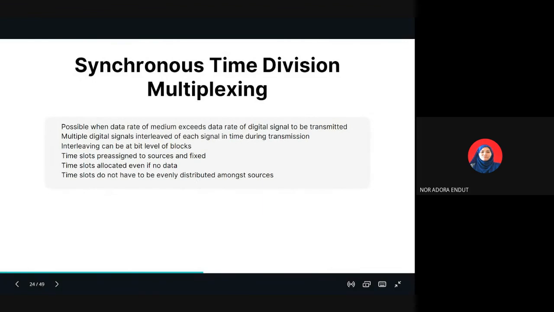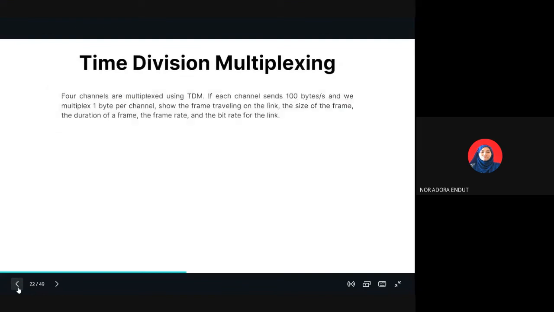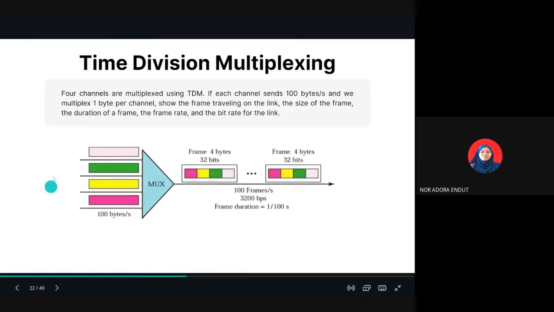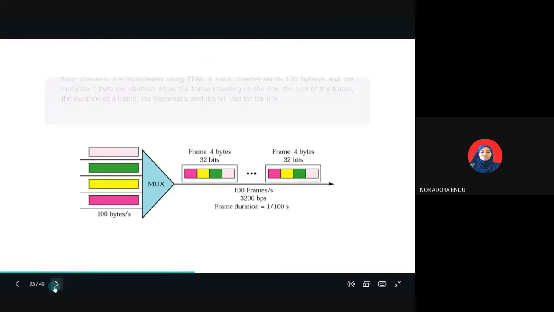So I think we covered frequency division multiplexing before, and I also introduced wavelength division multiplexing. The next one, we managed to get to synchronous time division multiplexing. This one you have seen the calculation, right? Correct me if I'm wrong.